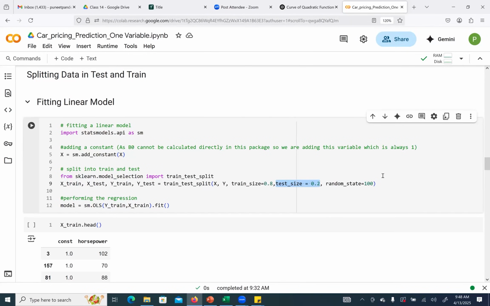Okay, so in this line of code, what we are doing is splitting the data set into test and train. Again, a very standard line in all the machine learning code that we will run. This line will remain as it is. Whether it will be linear regression, logistic regression, or random forest, this line will be there, and it will be exactly the same as this.